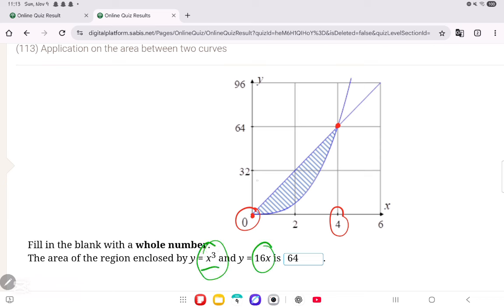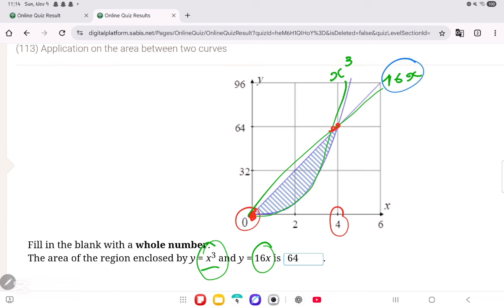Okay? X to the power of 3 is like this curve, and 16x is this line over here. Okay, 16x, x to the power of 3. So actually, because the graph is in front of us, we don't need to do the intersections. I can see in front of me, I have only two intersections, which is 0 and 4. So now I need to see which one is up. Based on the graph, I can see that 16x is up, right?